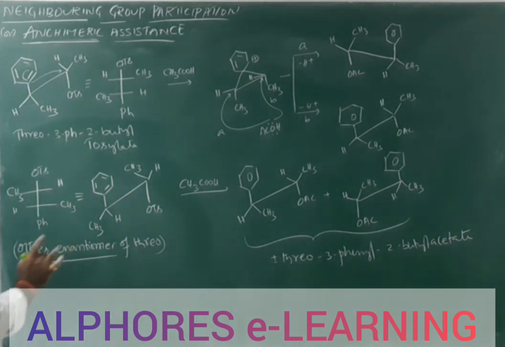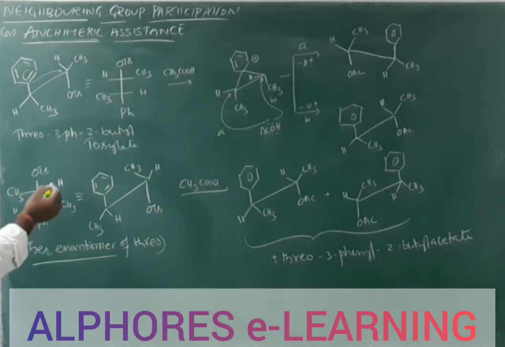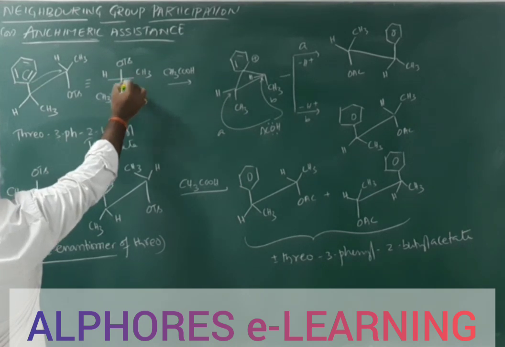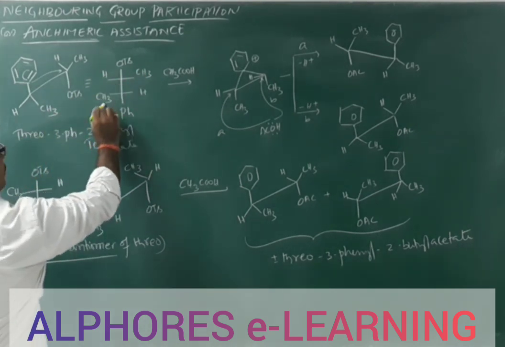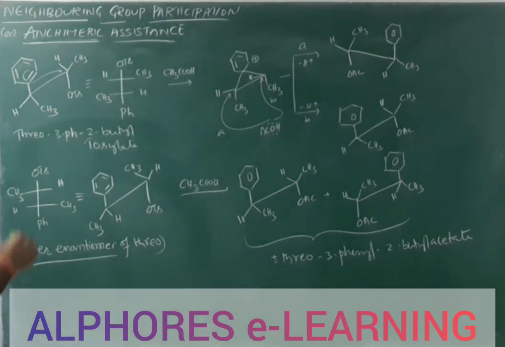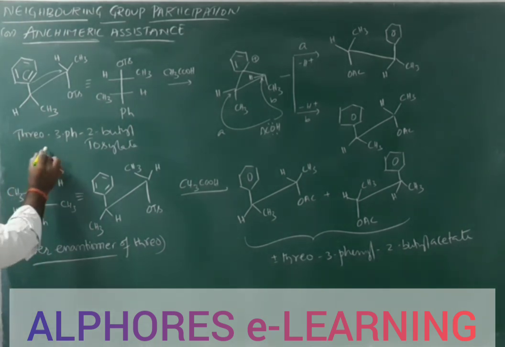Both are threo only. So I think you can notice here, with respect to the OTS group, the methyl group and hydrogen are on the right and left hand side. With respect to the phenyl group, they are on the left and right hand side. Now its mirror image is this one. Mirror image will be this one. These 2 are enantiomers. So first I am going to consider one enantiomer.